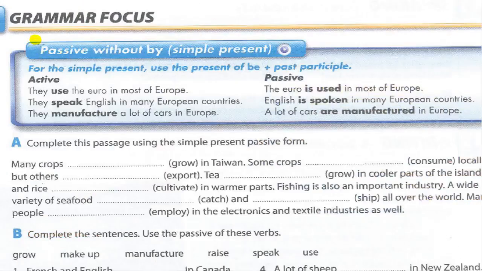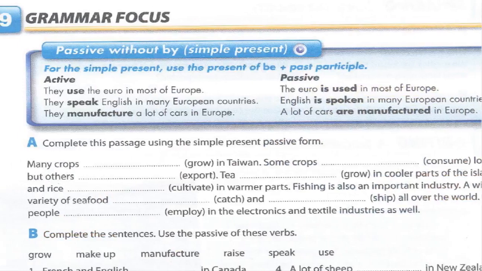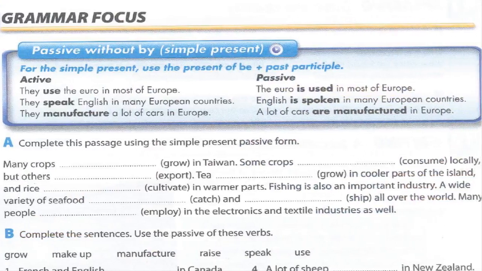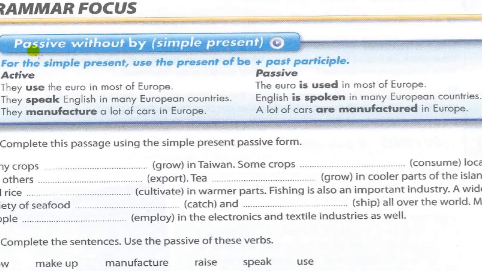Exercise number 9, grammar focus. Passive without by, simple present. This is the passive, but this time in simple present. Page 75, Exercise 9, Grammar Focus. For the simple present, use the present of be plus past participle.